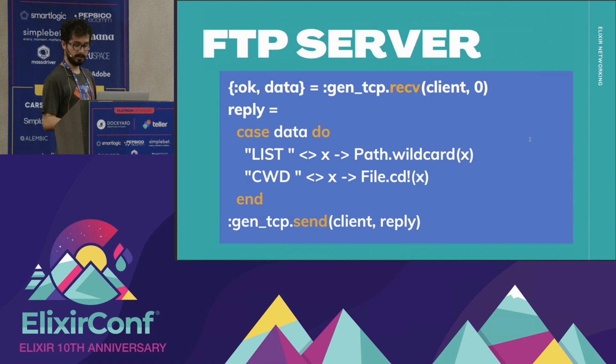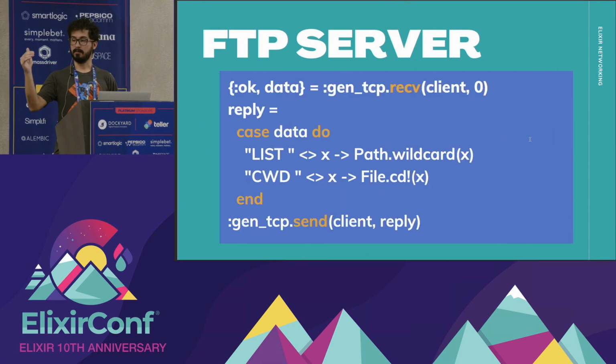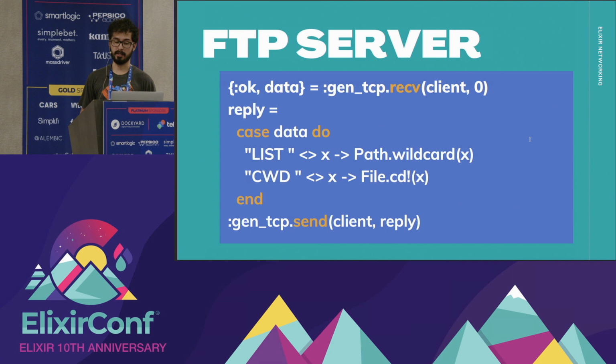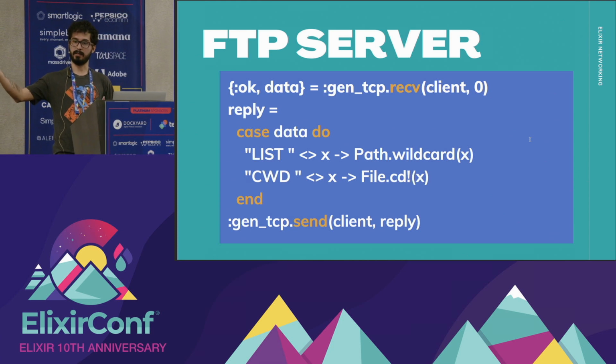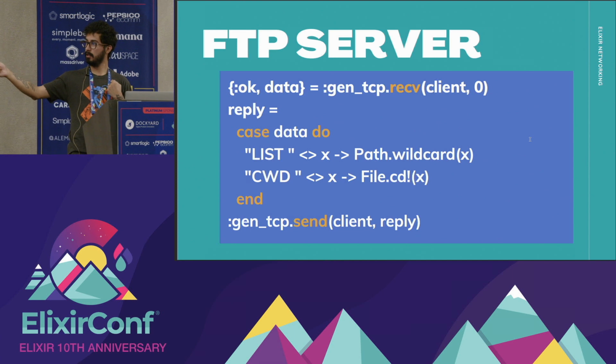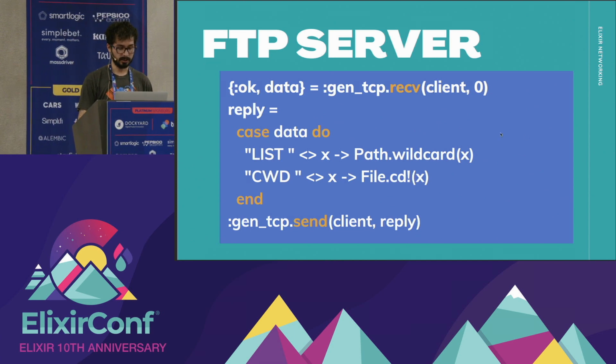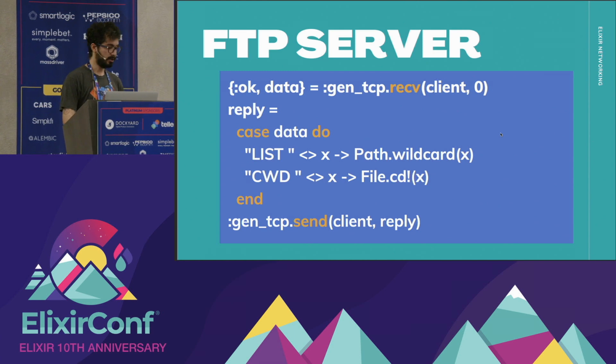So I'm not talking about loops here yet. I'm just receiving one connection and one piece of data from the client, and applying a case here. In case the person sends me a list, I want to list everything that is on this path on the server side and send it back to the client. Or in case the person sends me a command to change the current directory, I'm going to change the directory and reply that to the person.